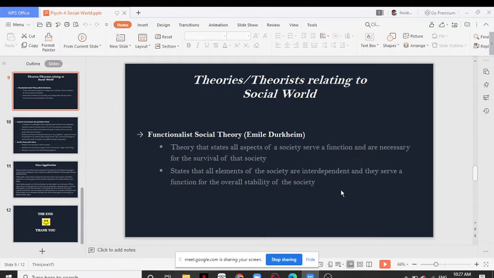Theory that states all aspects of a society serve a function and necessary for the survival of that society. It states that all elements of the society are interdependent and they serve a function for the overall stability of the society. Lahat ng mga nakikita natin sa ating society ay mapabagay, tao, hayop o ano paman, lahat yun ay may iba't ibang tungkulin. Lahat ay konektado at nakadepende sa isa. Just like our brain, kung ano yung nakikita natin ay na-apply natin sa ating pang-araw-araw na gawain. We have different point of view in life, but what it makes to make our society balance.